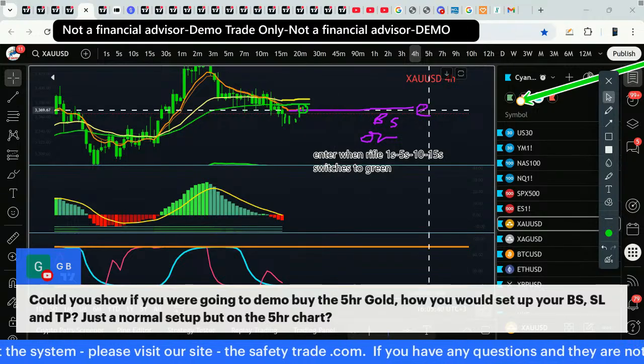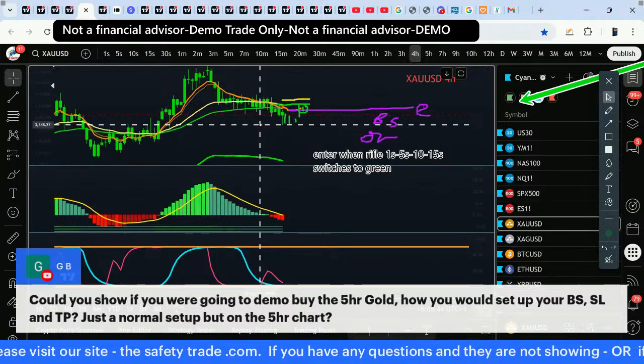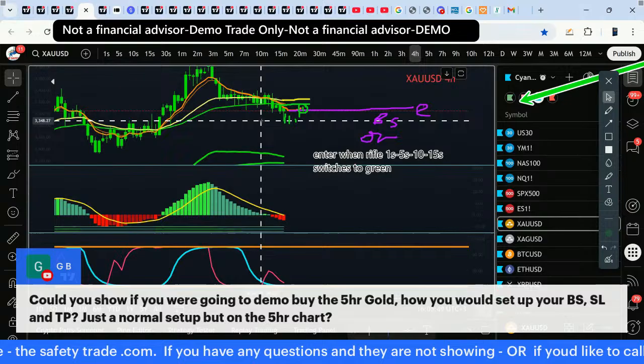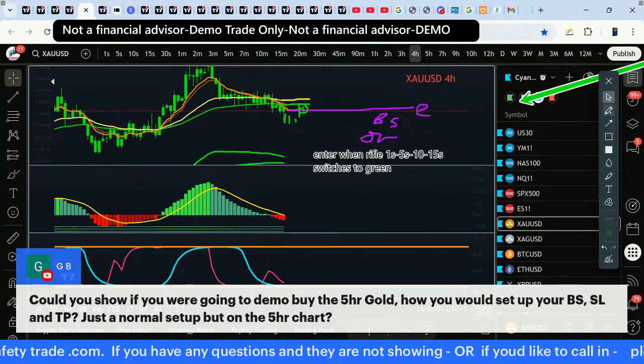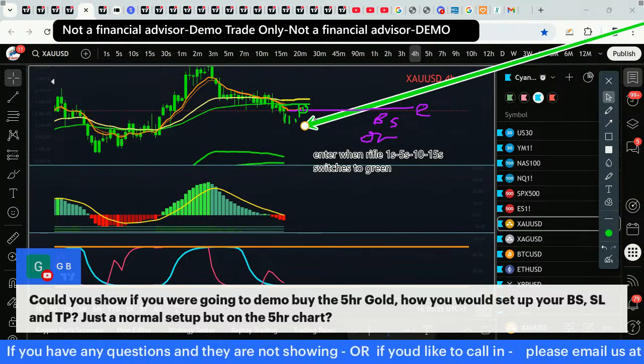Now your stop loss. This is where I get a little more picky. This is a 4 hour trade, right? This is what we're looking at. 4 or 5 hour trade. So you can put your stop loss at this pivot point.